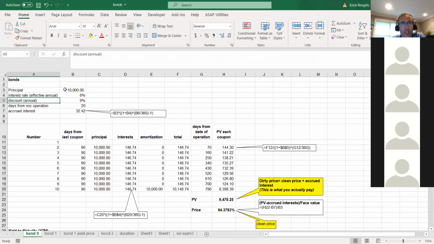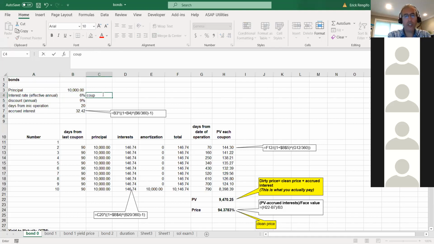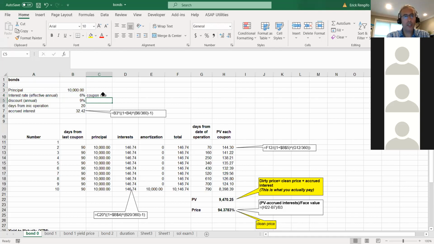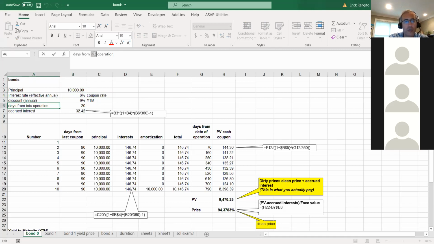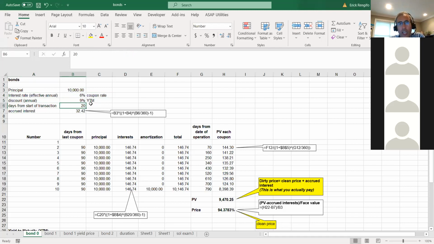So let's do one example. I have the following bond. What I have is a principal of $10,000. Now I have my interest rate, which is the coupon rate, 6%. My discount rate is what we call the yield to maturity. This is what the market is requesting. And the days from the start of operations: the transaction happened on day 20.